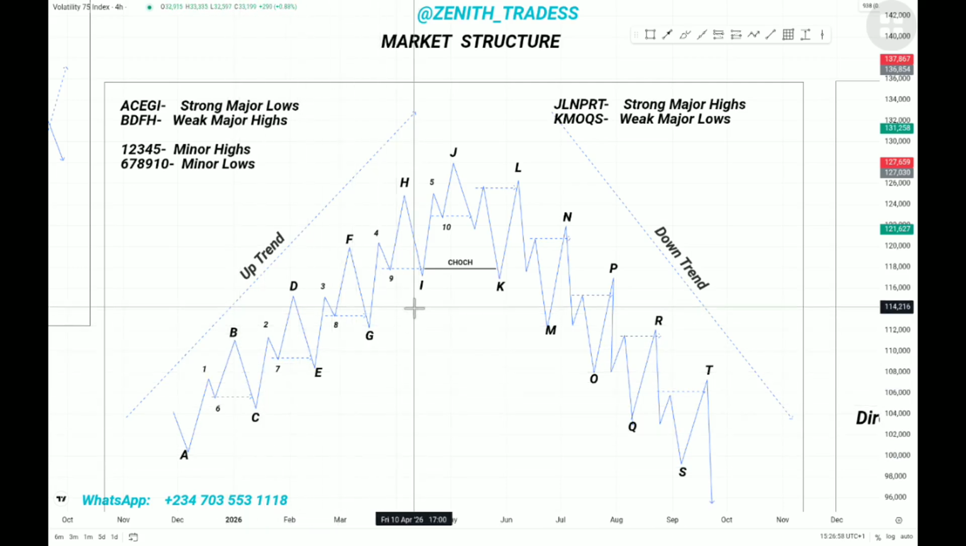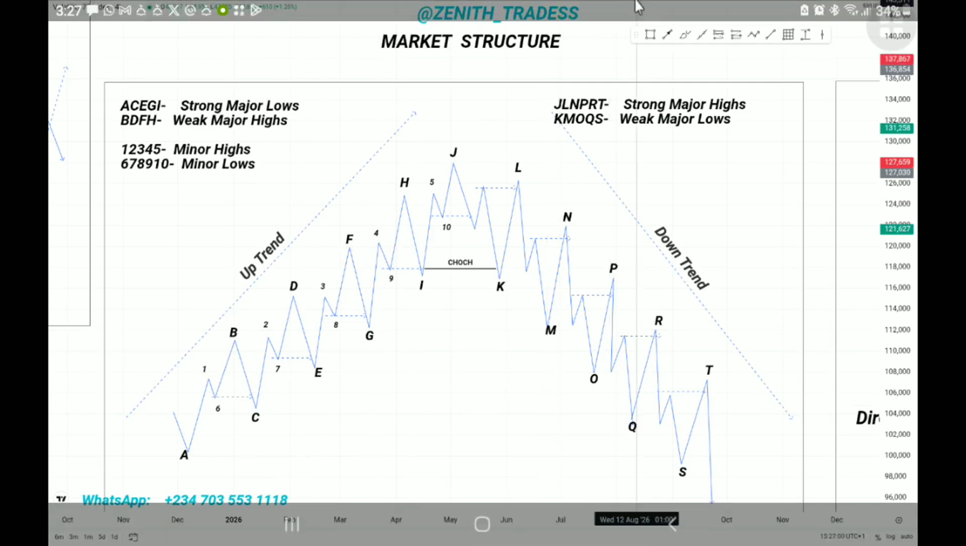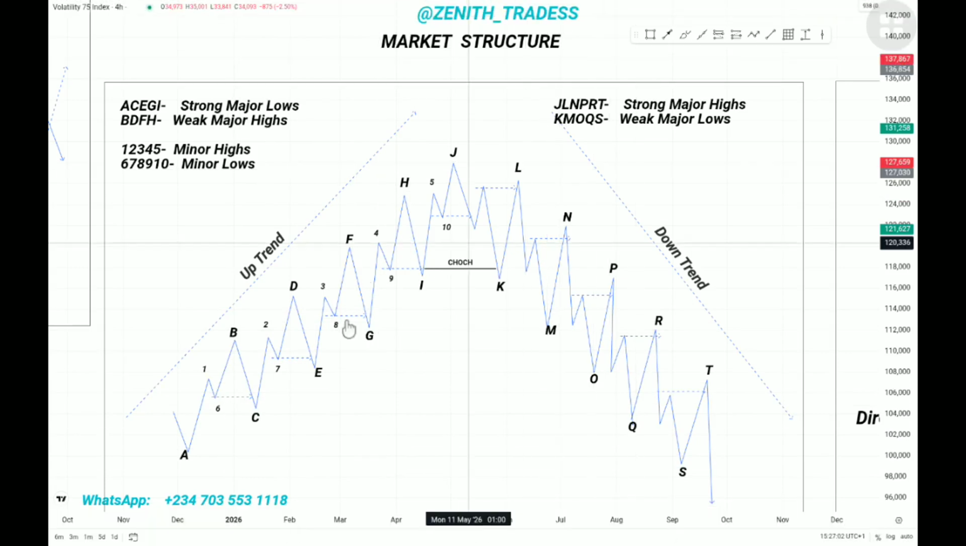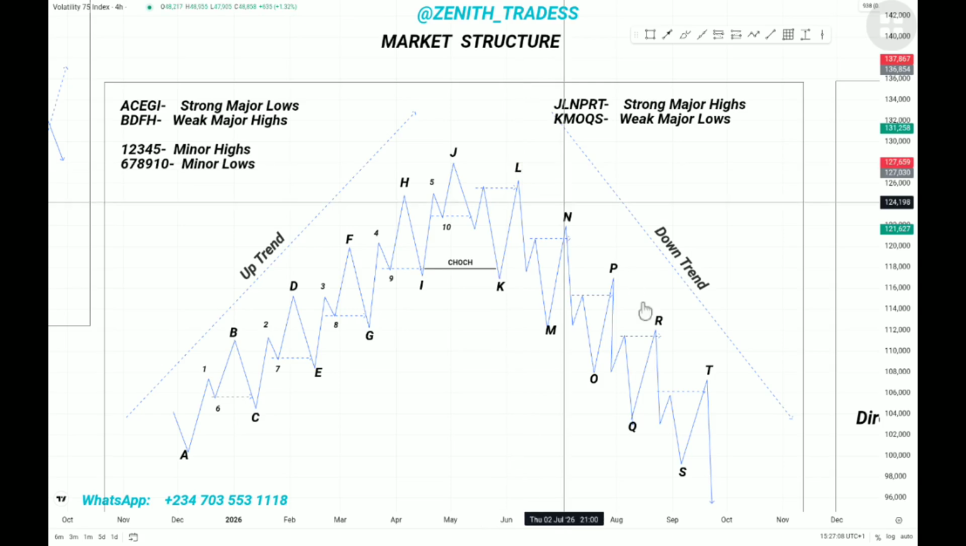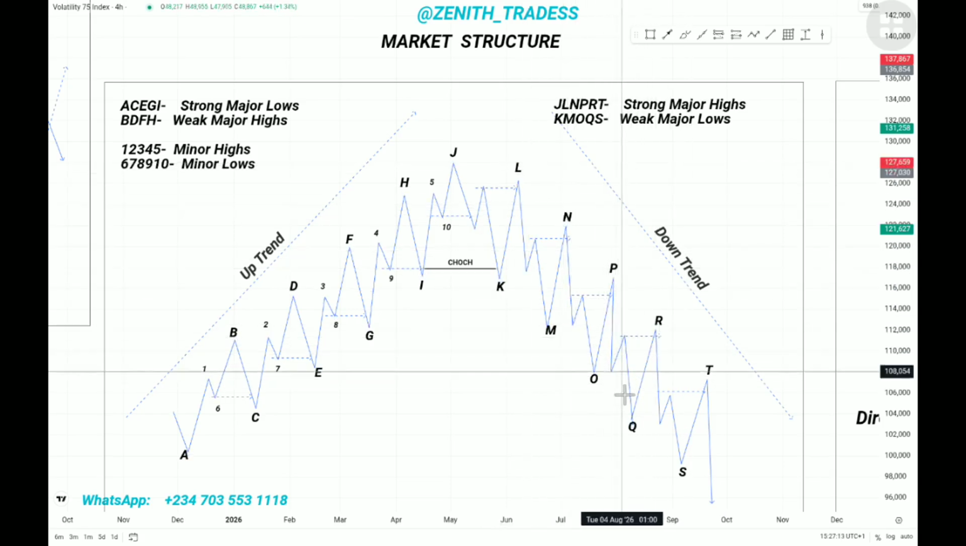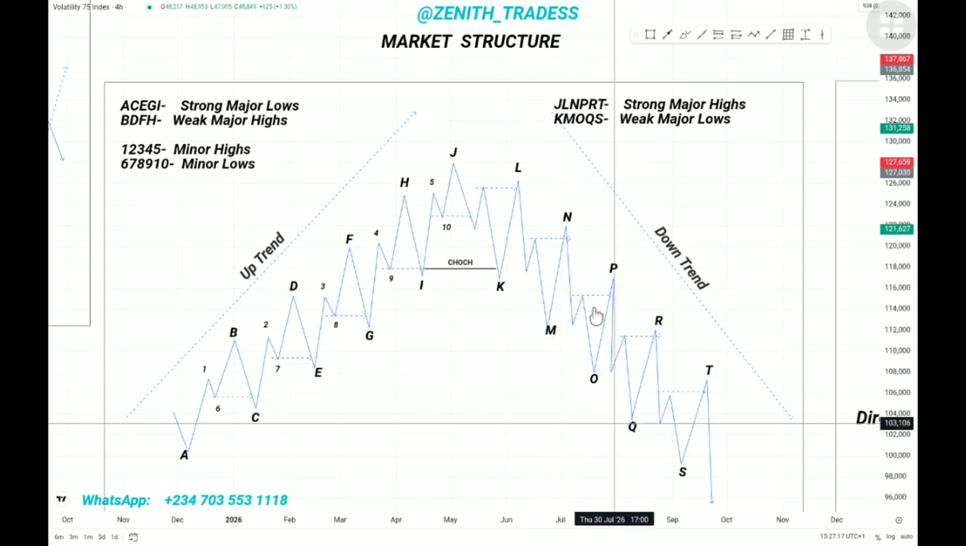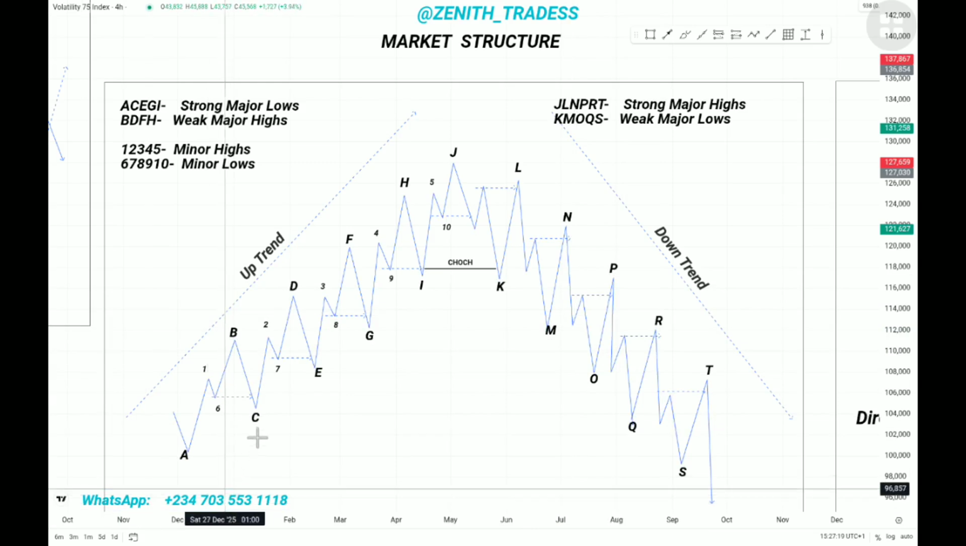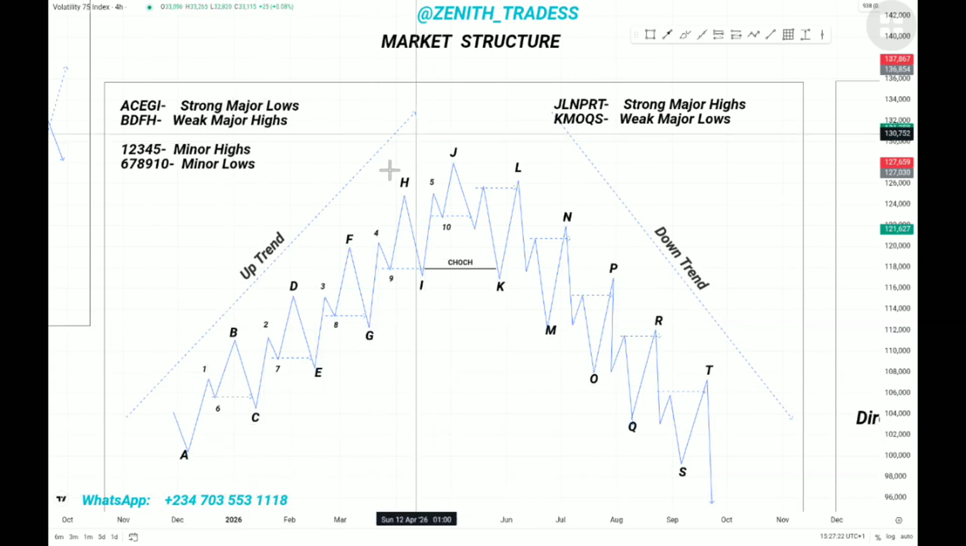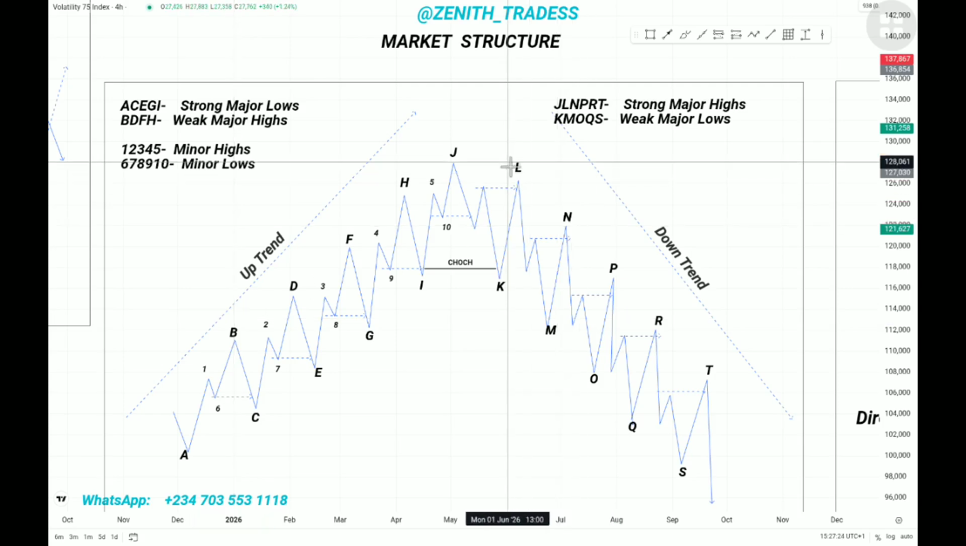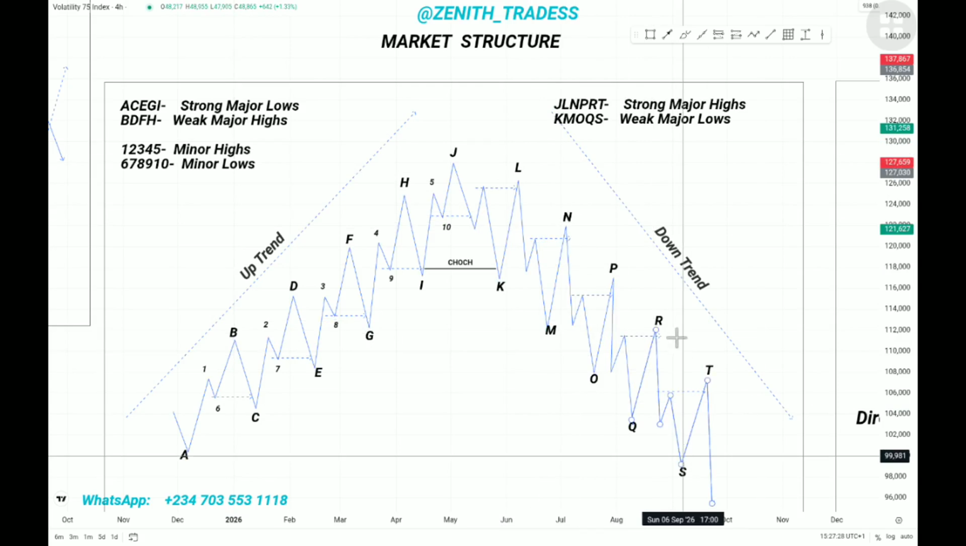So in an uptrend, every major low is a strong low. You can write this down. In an uptrend, every major low is a strong low. In a downtrend, every major high is a strong high. Why? Because they are very strong to the extent they will break structure, not previous structure, the main structures. They will break them. A, C, E, G, they break major structures. L, N, P, R, T, they break major structures, so they are strong.